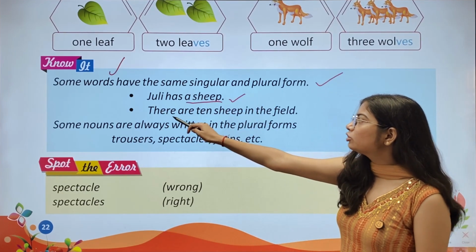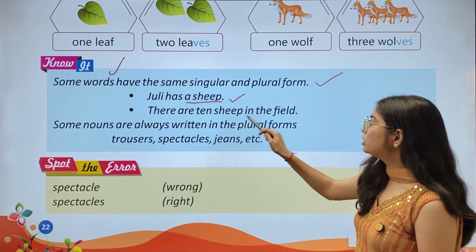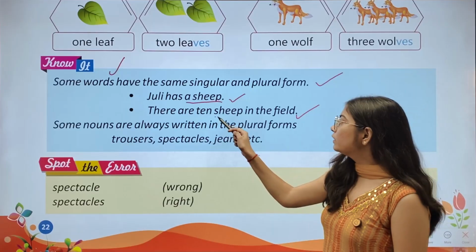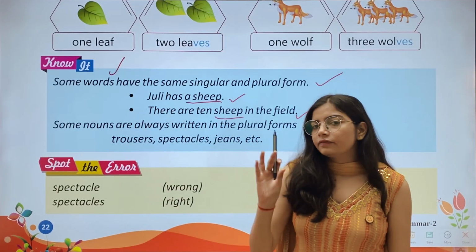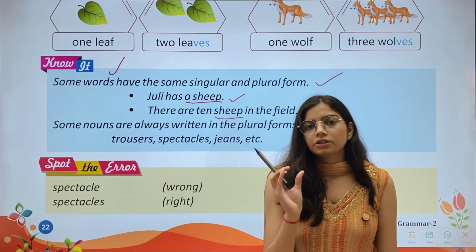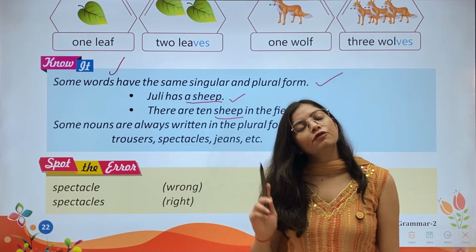Then if we are talking about more than one, there are 10 sheep in the field. Again we have written sheep. So again we can say that sheep has the same singular and plural forms.